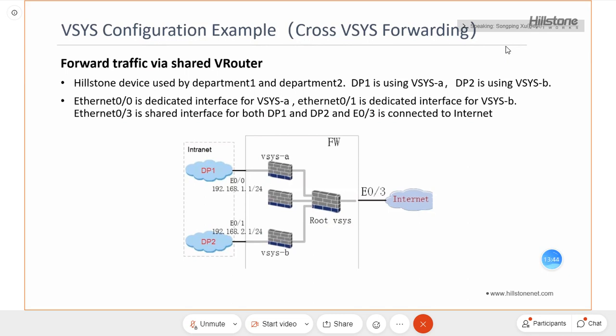Ethernet 0/0 is the dedicated interface that we assigned for VCS A, and Ethernet 0/1 is the dedicated interface we assigned for VCS B. And 0/3, which is the egress interface in the root VCS, is the shared interface for both VCS A and VCS B to access the internet. So we have some shared interfaces and we have some dedicated interfaces.